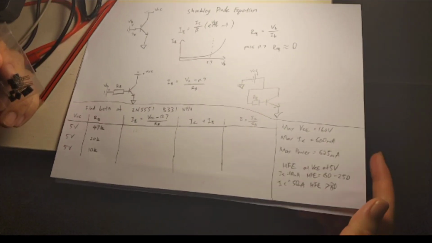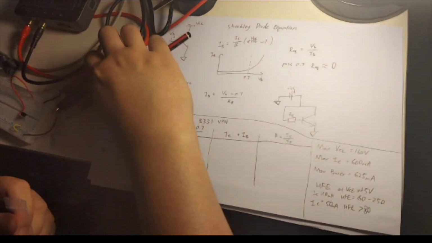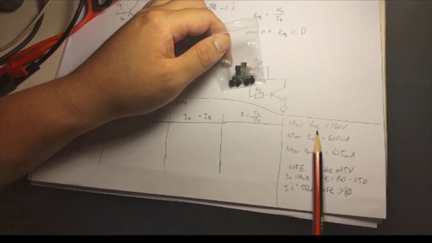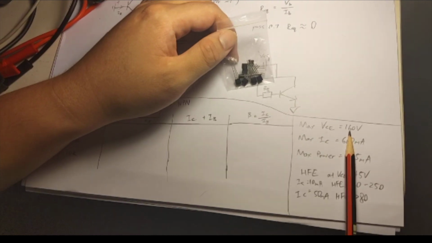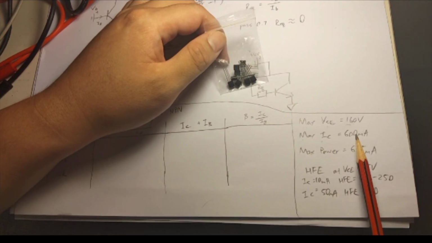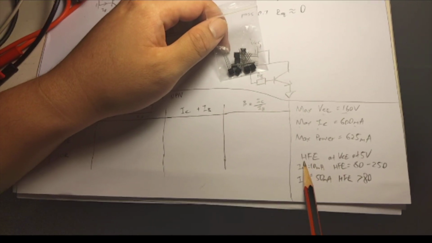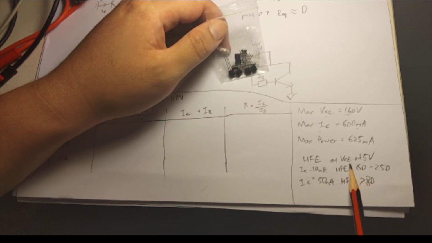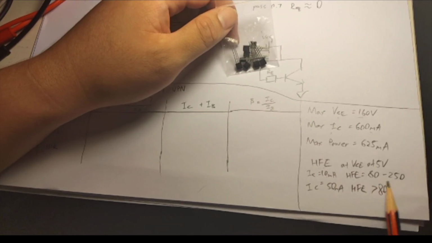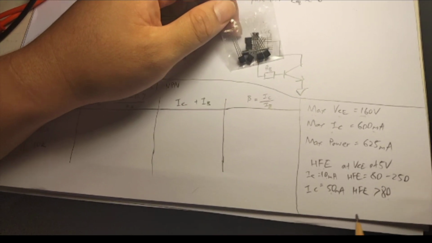So in their spec sheet, they have a rating of a max collector-emitter voltage of 160, a max collector current allowed of 600 milliamperes, and then their gain, the hFE at 5 volts VCE, at 10 milliamps should be 80 to 250, and at 50 milliamps should be more than 80.